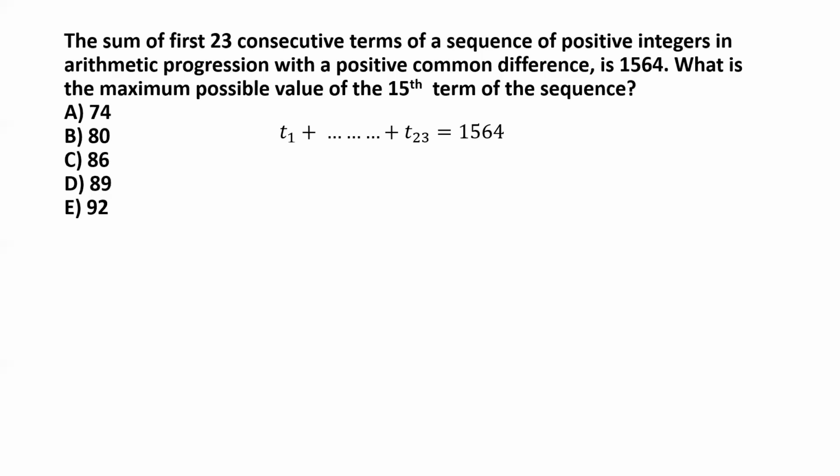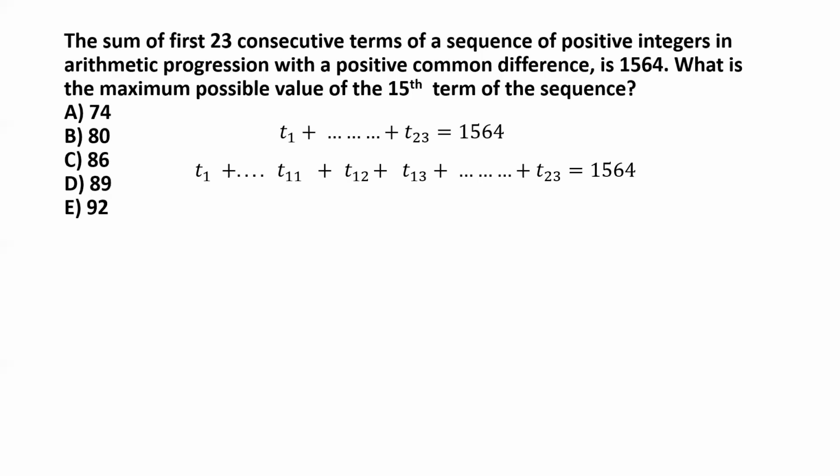One of the things we often have to take advantage of, especially when we are given a sum of an odd number of consecutive terms of an arithmetic progression, is simply the symmetry of it. If you consider the middle term, and we have an odd number of terms, in this case 23, the middle term will be the 12th term.